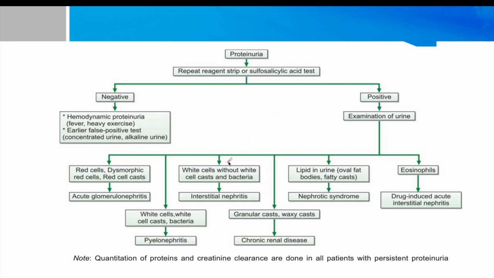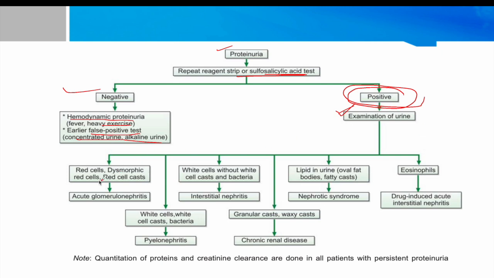Now, this flowchart gives an overview of proteinuria in the urine. So, if there is proteinuria, repeat the reagent strip test or sulfosalicylic acid test. If it comes negative, then it is hemodynamic proteinuria, like fever, heavy exercise, or an earlier false positive test in cases of concentrated urine or alkaline urine. Now, if it comes positive, then we have to do examination of urine.